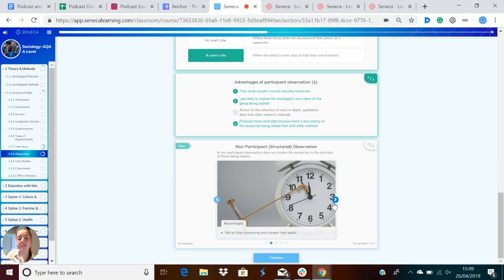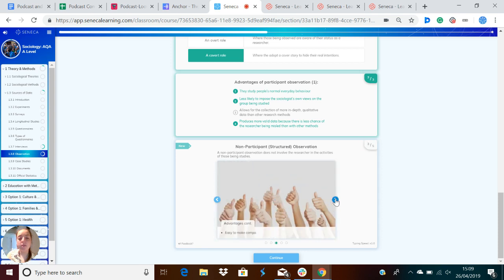The advantages are that it is not as time-consuming and it's cheaper than participant observation. Researchers can replicate and check findings, and the risk of the Hawthorne effect is reduced because the researcher is detached and uninvolved. It's also easier to make comparisons with similar observations, providing quantitative data, so that patterns, trends, and causation can be highlighted. Consent is easily obtained, so it's more ethically preferable than participant observation.